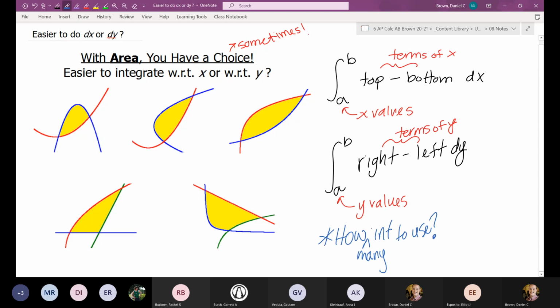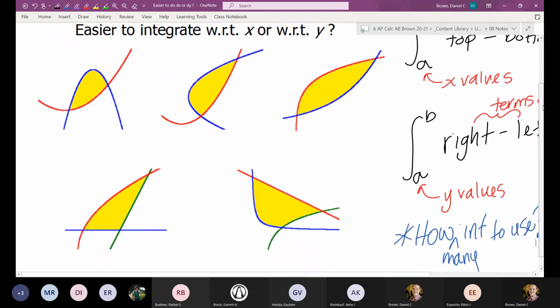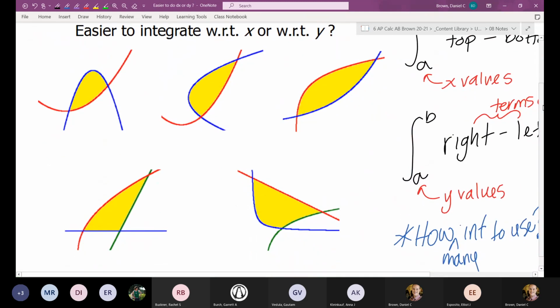So what I did is I took just 5 graphs, I took off the equations, and I just want to look at these graphs and decide for ourselves, hey, is this a problem that we would probably want to do with respect to x, or would it be one that we'd rather do in terms of dy, or maybe it doesn't matter because it's equally easy or equally difficult no matter which one we use. So looking at that top row, the first one, if you had to find the area for that shaded region in yellow, which method will be easier, dx or dy?